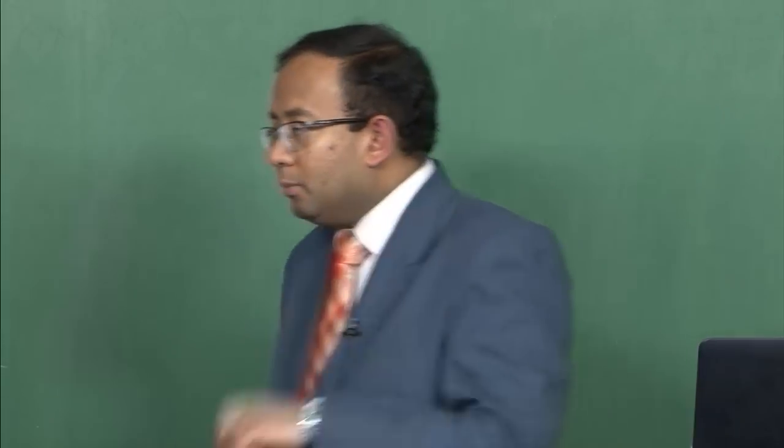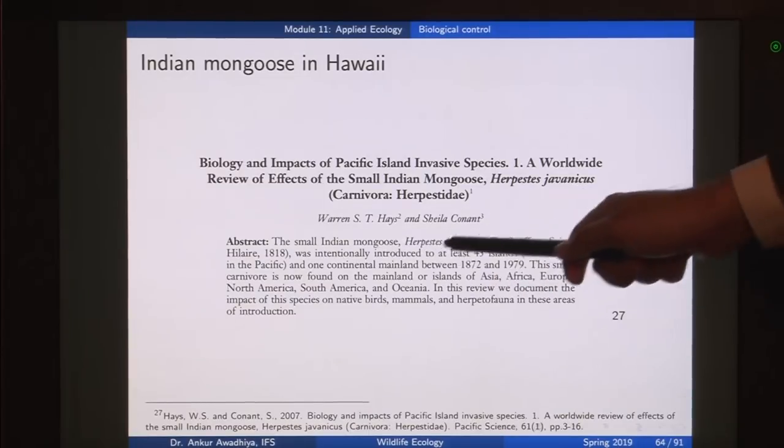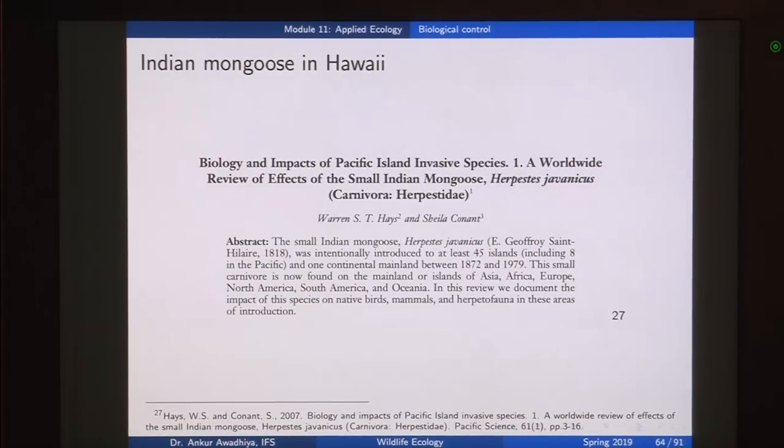And the twist to this story is that the Indian mongoose has now become a pest species in Hawaii. Now in the case of a number of Hawaiian islands, the small Indian mongoose was introduced to these islands. Now it was introduced to remove some pest, and then it removed the pest, and now it has become a pest in itself, which is the same story as what we have seen in Panchatantra.